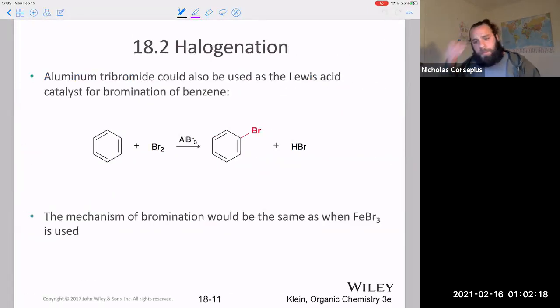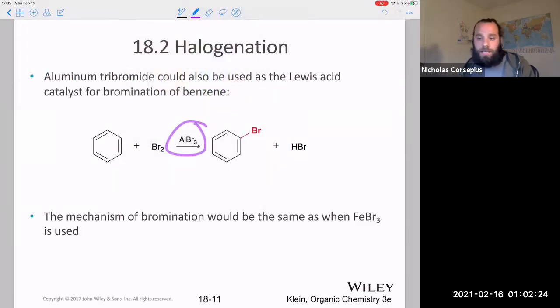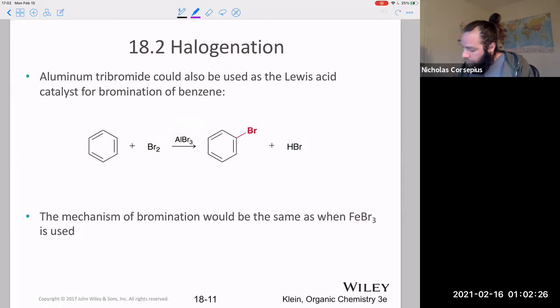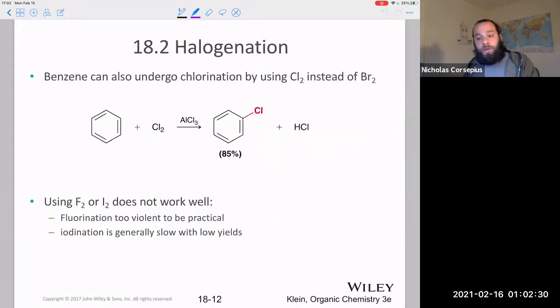Another common catalyst that you can see is aluminum tribromide, doing the exact same thing as the iron(III) bromide. And you can also do this by using aluminum trichloride and chlorine. Then you would have the chlorination product. So we have a way of brominating, forming bromobenzene, and a way of forming chlorobenzene.